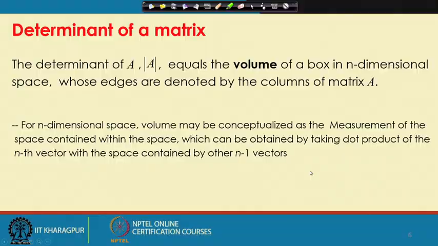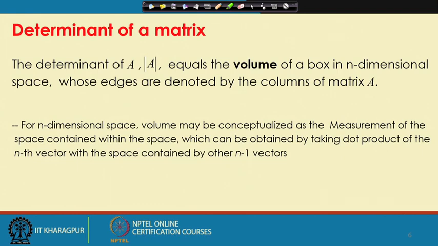Similarly, we can go to an n dimensional space. Now, the question will be, what is volume in n dimensional space? Let us assume that we are okay with conceptualizing an n dimensional vector. What will be its volume? By the term volume we mean the measurement of the space that is contained within the space which is encompassed by these vectors.